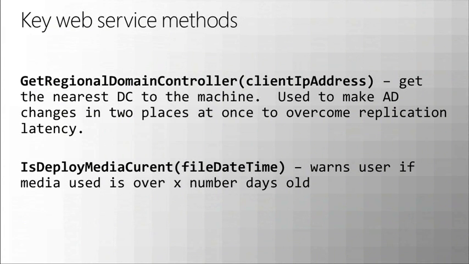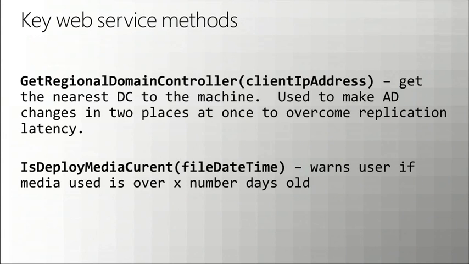The one on the top of this slide, Get Regional Domain Controller, is the one I'll be demonstrating for you in just a moment. This was important to us for a couple of reasons. Based on the IP address of the client machine, so the workstation that was being imaged, it would get the closest domain controller server to that machine. It was important for us to make changes as close to the machine as possible, so when subsequent calls into Active Directory and the deployment happened, those changes were present and able to be found.